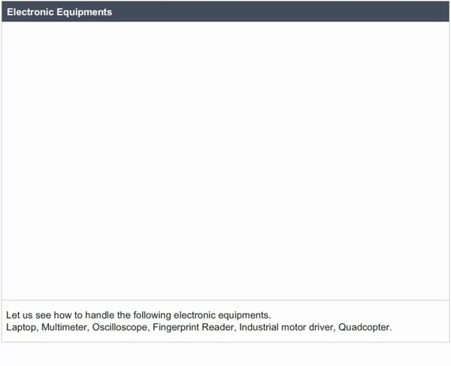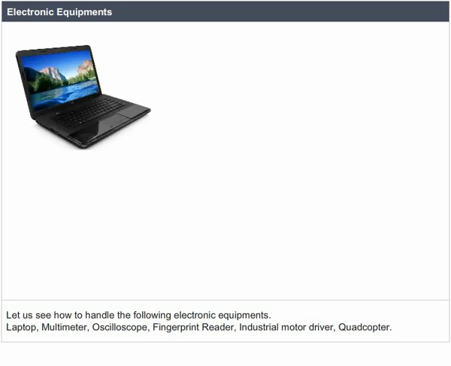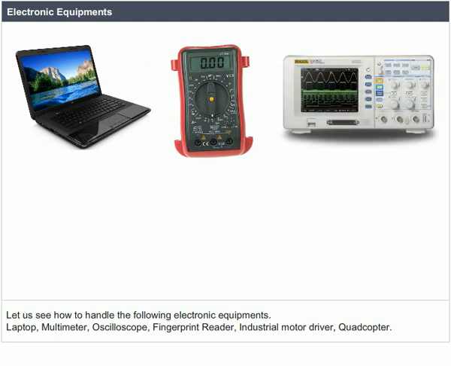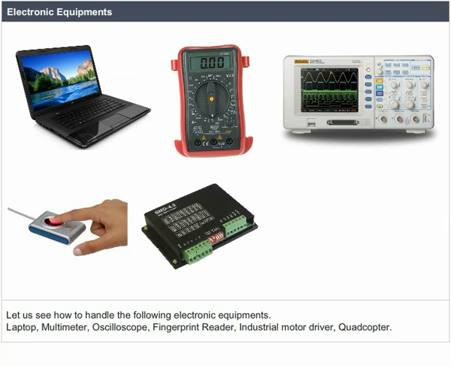Electronic equipment. Let us see how to handle the following electronic equipment: laptop, multimeter, oscilloscope, fingerprint reader, industrial motor drive, quadcopter.